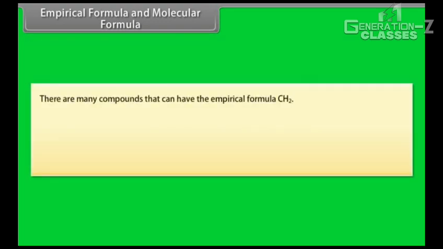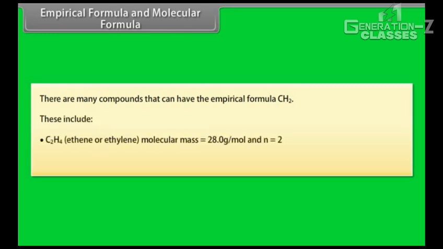There are many compounds that can have the empirical formula CH2. These include C2H4, ethene or ethylene, molecular mass is equal to 28.0 and N is equal to 2. C3H6, propene or propylene, molecular mass is equal to 42.0 and N is equal to 3.